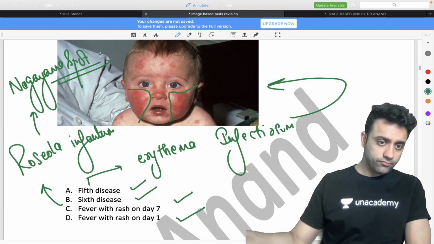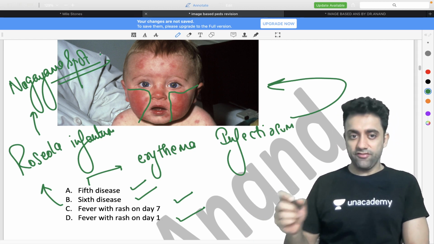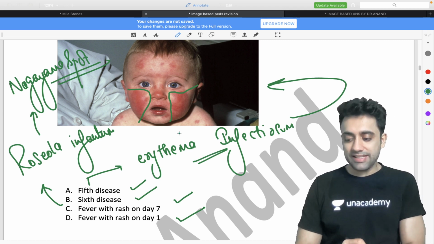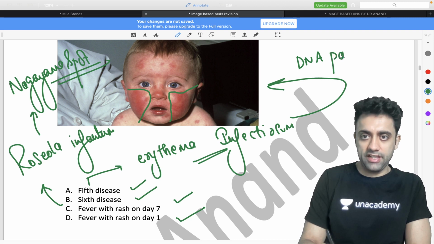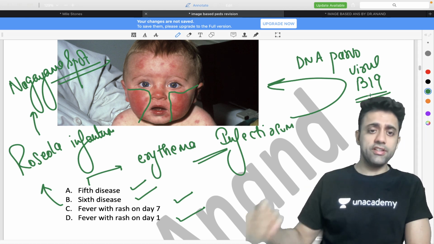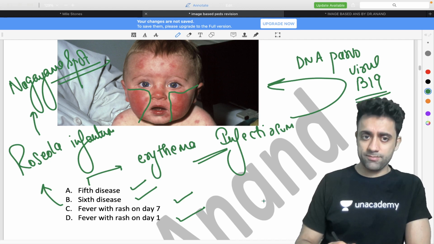So there is something known as fifth disease and something known as sixth disease. Fifth disease, the other name is erythema infectiosum, where you see a slap cheek appearance. It is caused by DNA parvovirus B19. That is the fifth disease.